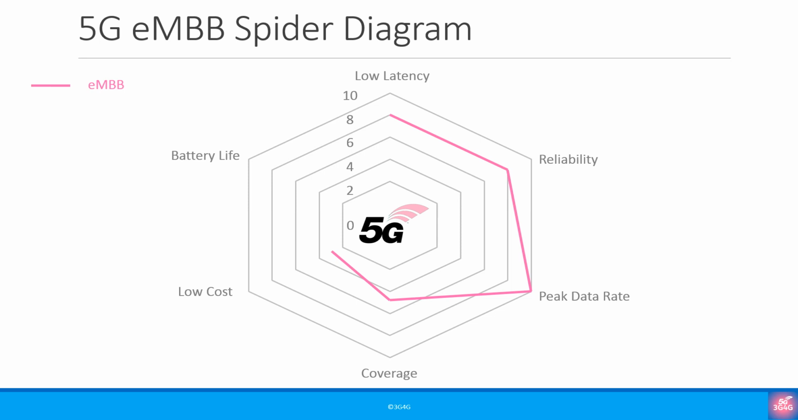The cost for eMBB devices like smartphones is quite high. We are not thinking about low cost at all. Again, battery life is not high on our agenda. Most people are happy to charge their smartphones every day. So this is roughly how the eMBB spider chart looks.